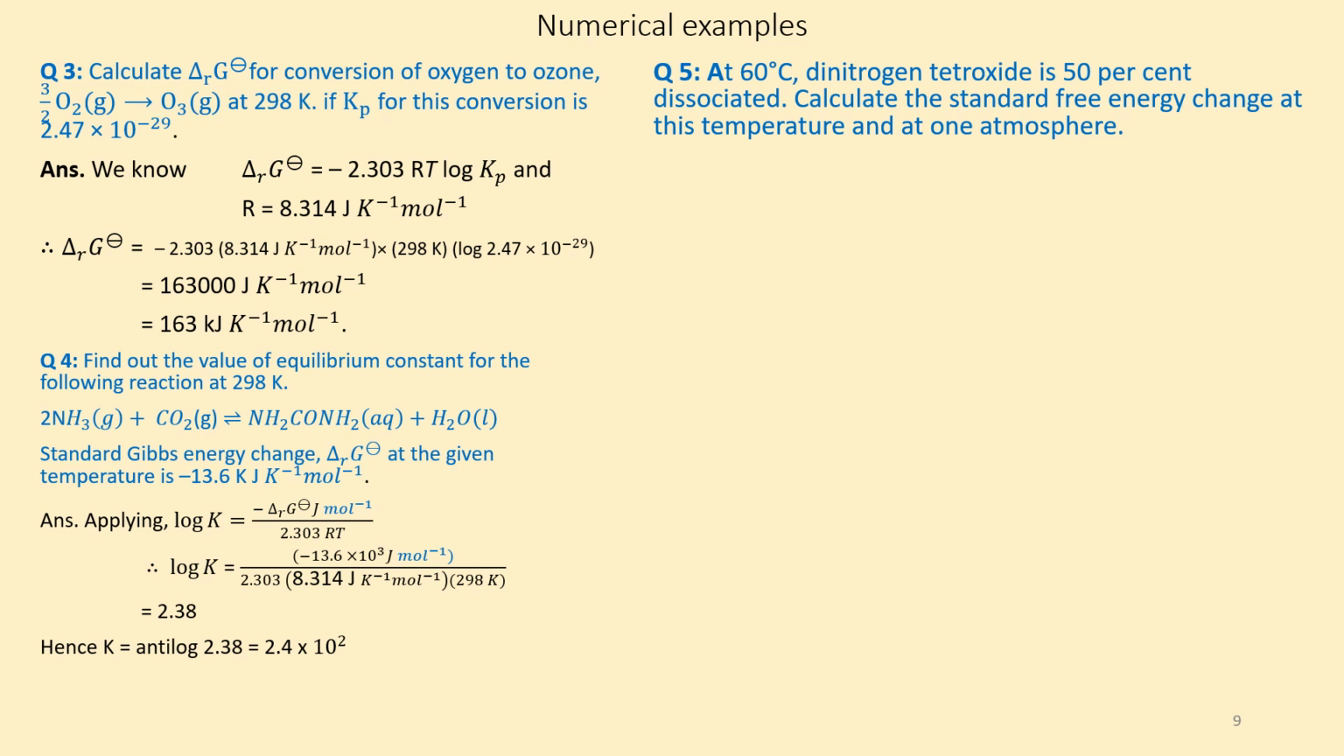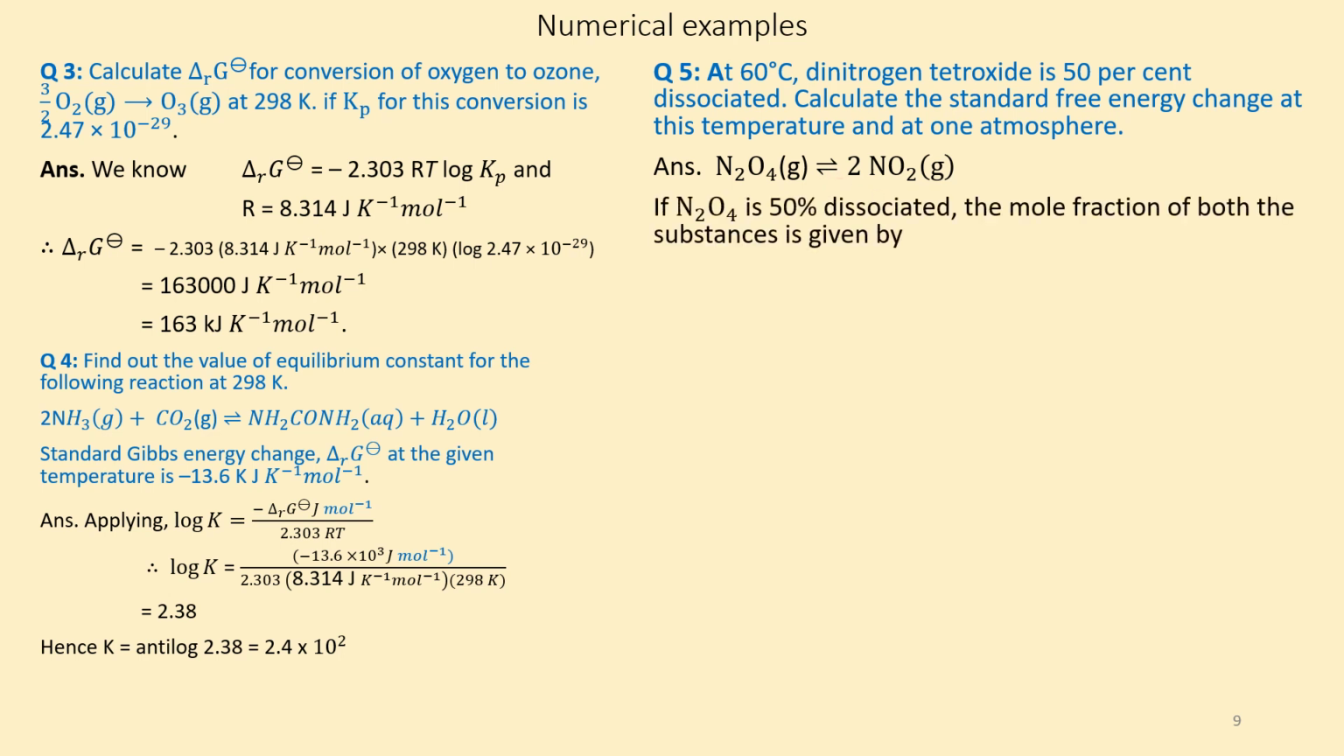Next question. At 60 degrees centigrade, dinitrogen tetroxide is 50% dissociated. Calculate the standard free energy change at this temperature at 1 atmosphere. So, the given equation is written as N2O4 gaseous forms 2NO2 gaseous, and the reaction is reversible. This middle symbol shows it is a reversible reaction.